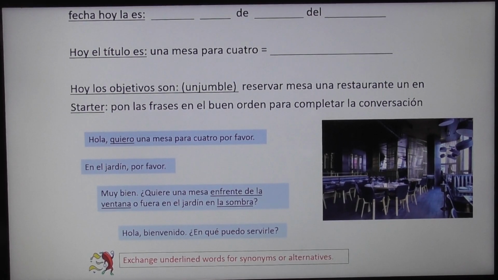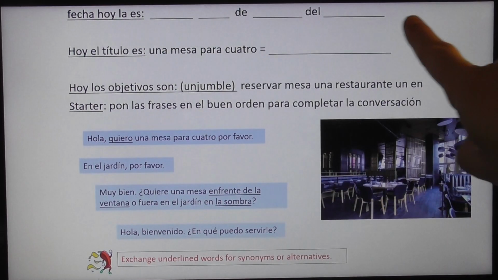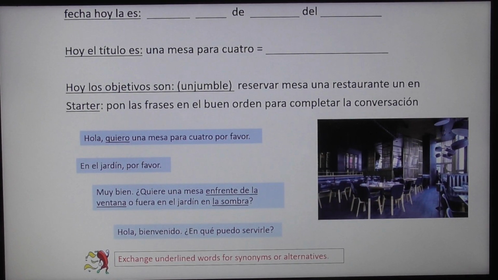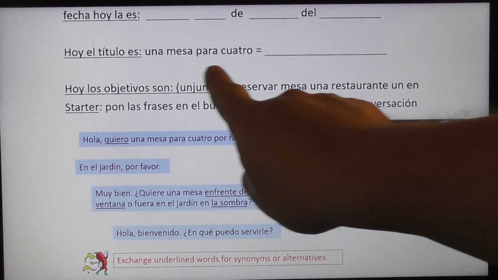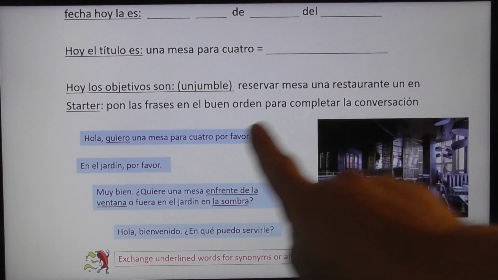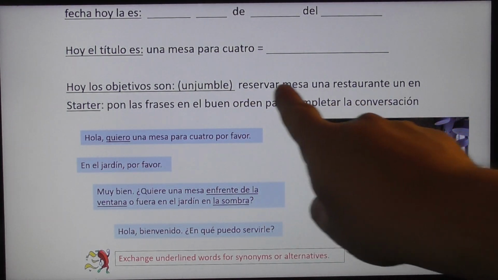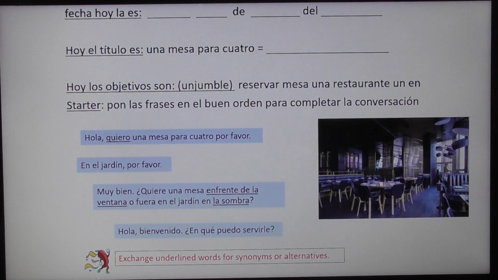First task today is to make a note of the date in Spanish. You're going to need to unjumble these words so that it says today the date is. Write the title for me and in English as well. And then your objectives, what we're going to learn today, they are muddled at the moment, so you need to unjumble those words to form a sentence.